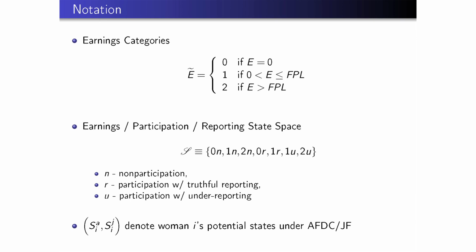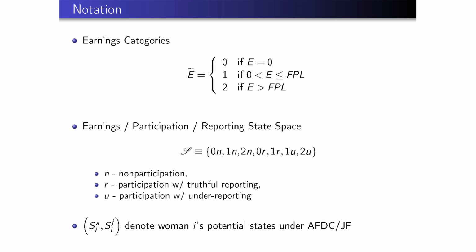So specifically, we're going to have E squiggle, which equals 0 if you don't work, 1 if you work but earn less than the federal poverty line, and 2 if you earn above the federal poverty line. And that gives us a set of what I'm going to call states, and maybe that's not the best word, but that's the word I've got, so I'm going to use it, which are couplings of your earnings level with your welfare participation and reporting decision. So N means non-participation, R means I participate in welfare and I truthfully report my earnings to the welfare agency, U means I participate and I underreport.